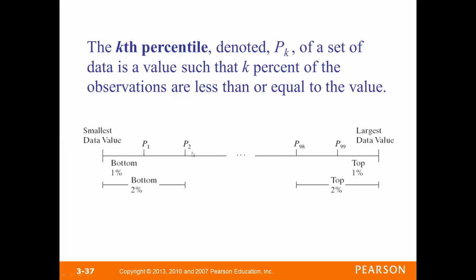So for example, if I look at the 98th percentile, that means 98% of all of the possible values will happen below that point. Only 2% will be above that. Same way with the 99th percentile. It means 99% of all people in the population will fall below that point. Only the top 1% will be above that value.